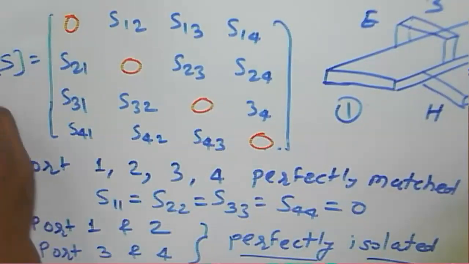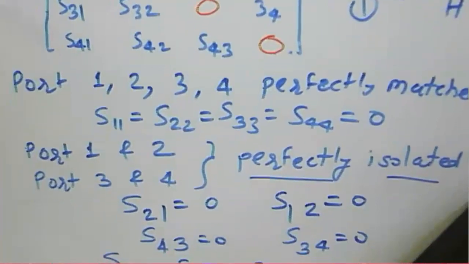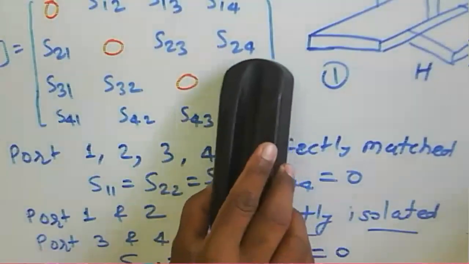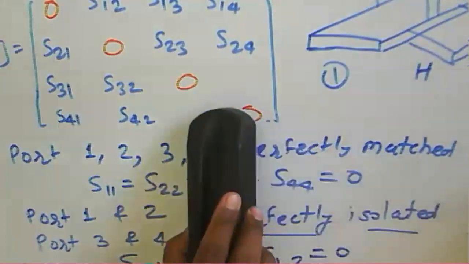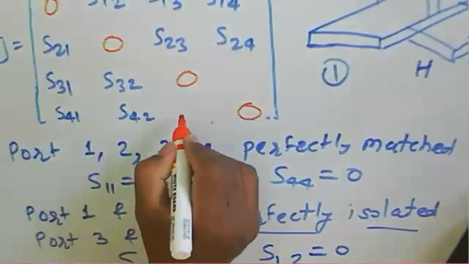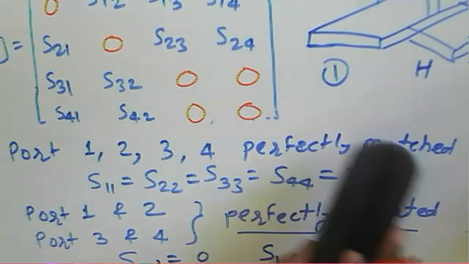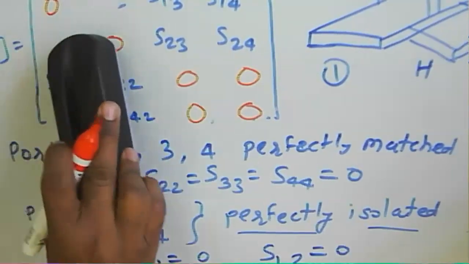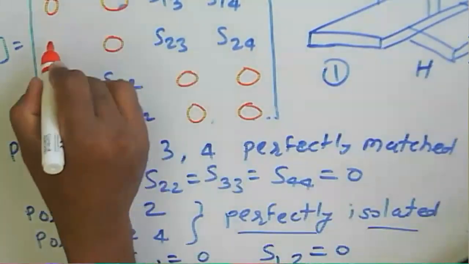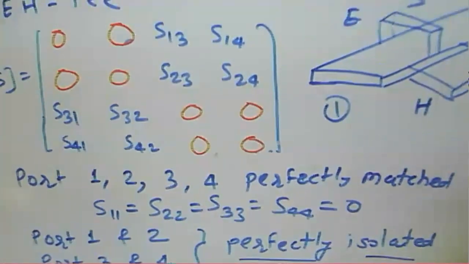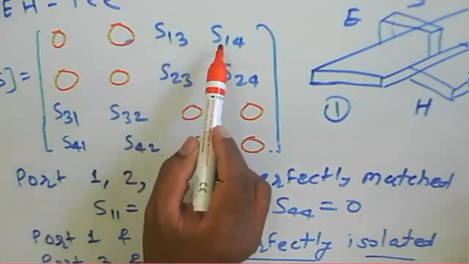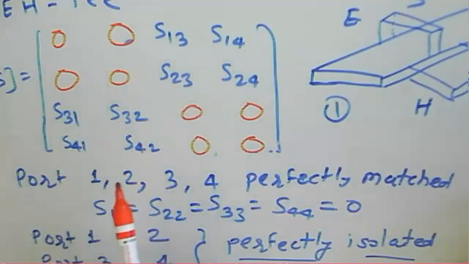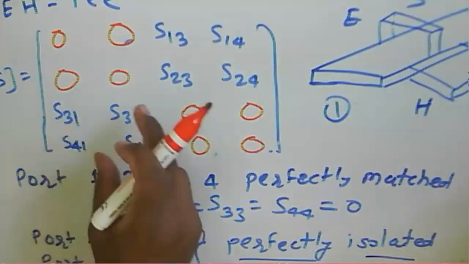Next one. Here we say that S21 is equal to 0, S12 is equal to 0, S43 is equal to 0, S34 is equal to 0. These S34 and S43 terms are 0, and S12 and S21 are again 0 here. Now how does your matrix look? This matrix has only these terms present in the S matrix of a matching T.